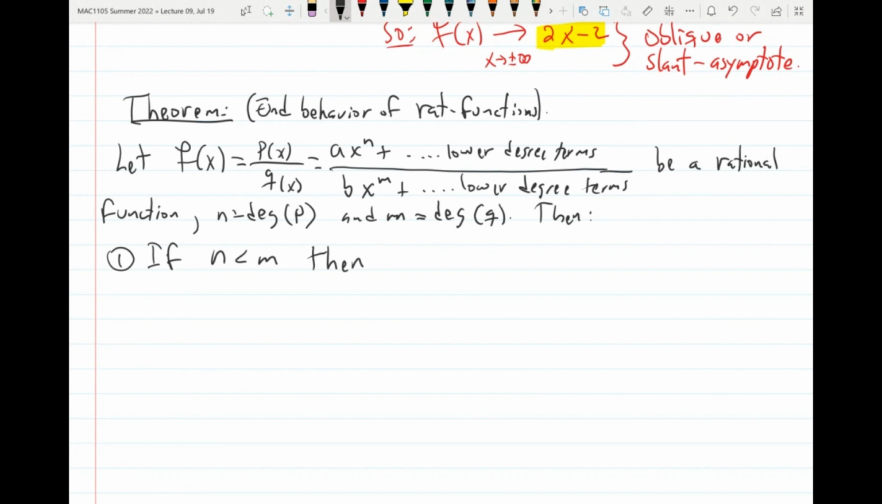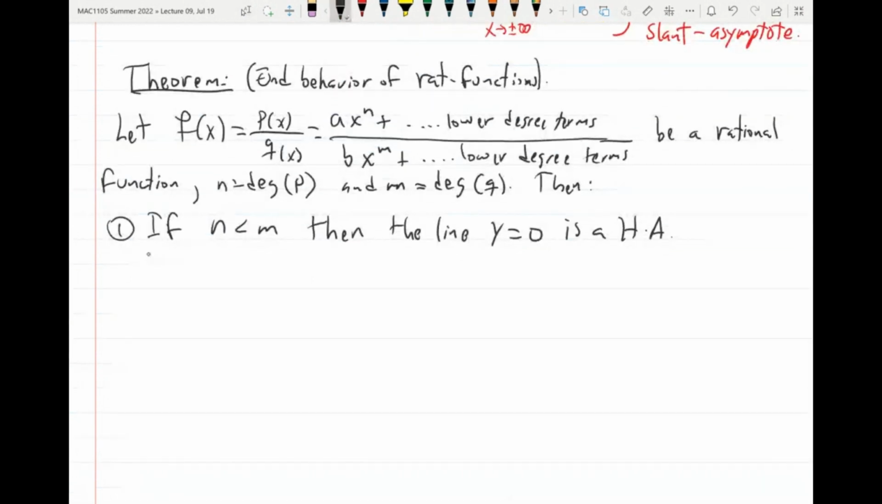Yeah, I've been saying this for almost half an hour. Which one is it? y equals 0, right? Then y equals 0 is a horizontal asymptote. So if n is less than m, then the line y equals 0 is a horizontal asymptote. Do you understand this? And this is both as x approaches positive and negative infinity, we have this behavior.